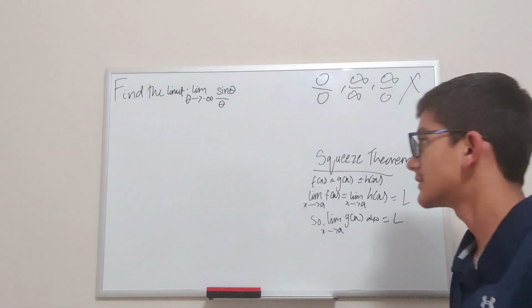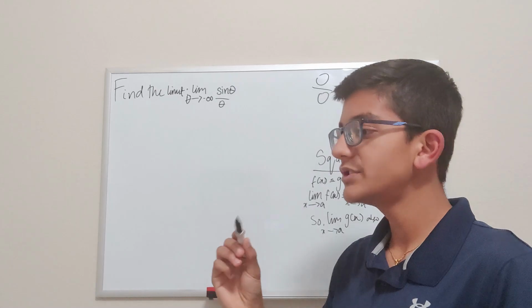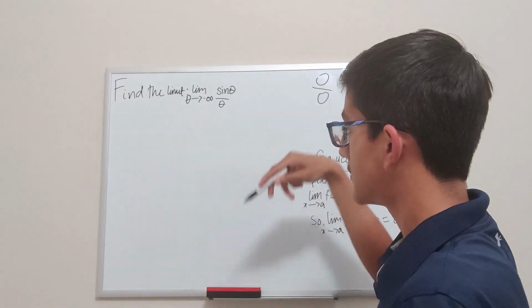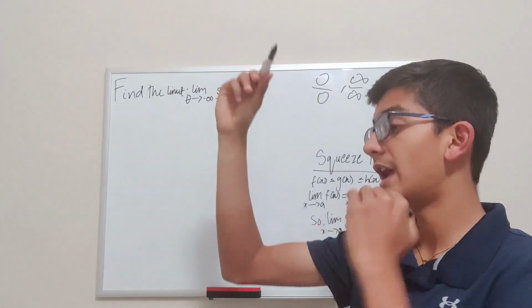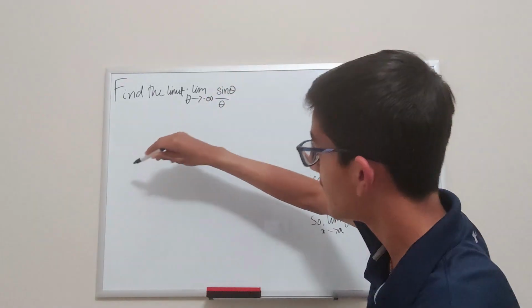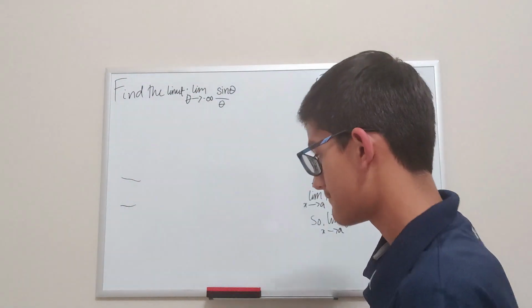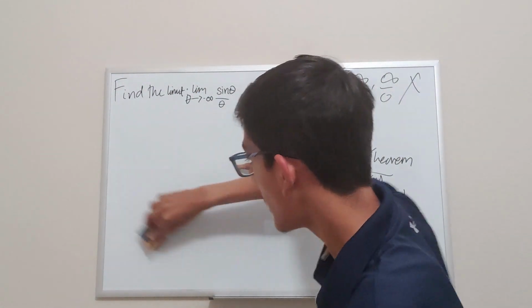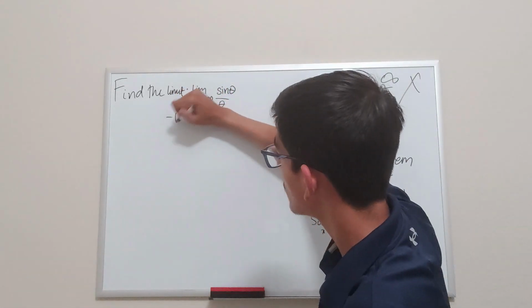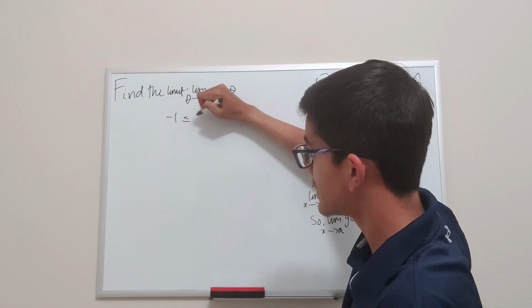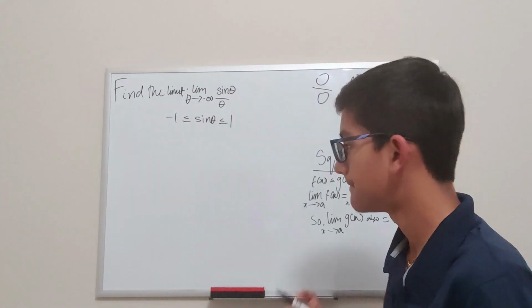So the way we do this is, sine theta is a function that goes up and down, right? And it has a range of -1 to 1, meaning that it'll never go above 1 or below -1. This is why the range of sine theta is -1 less than or equal to sine theta, which is less than or equal to 1.